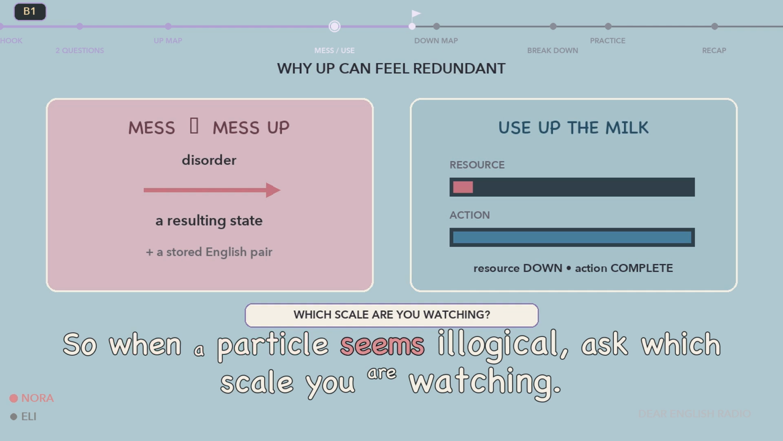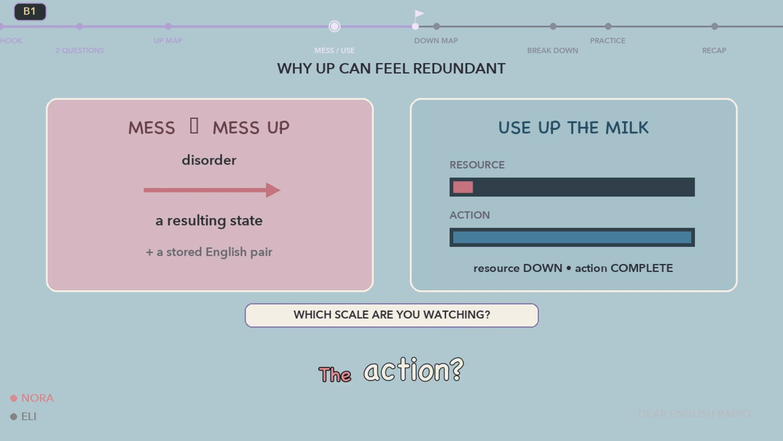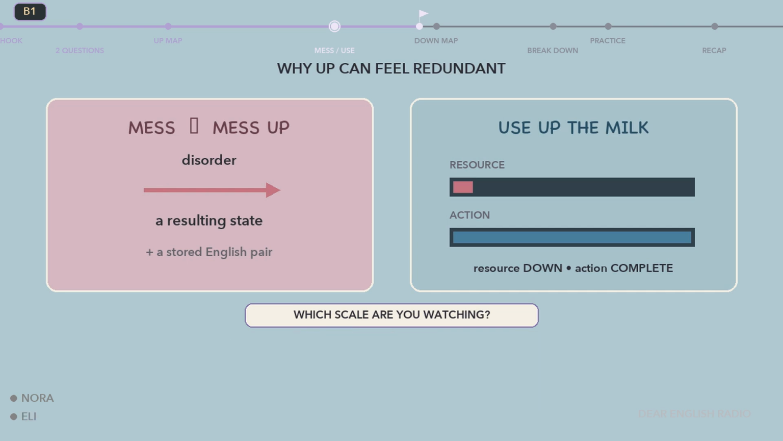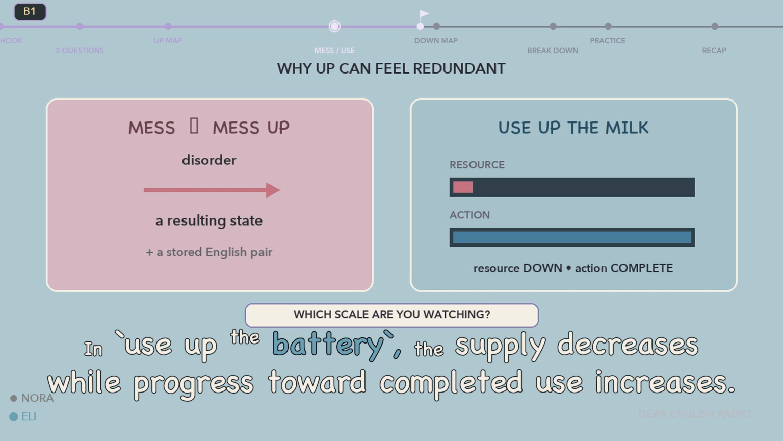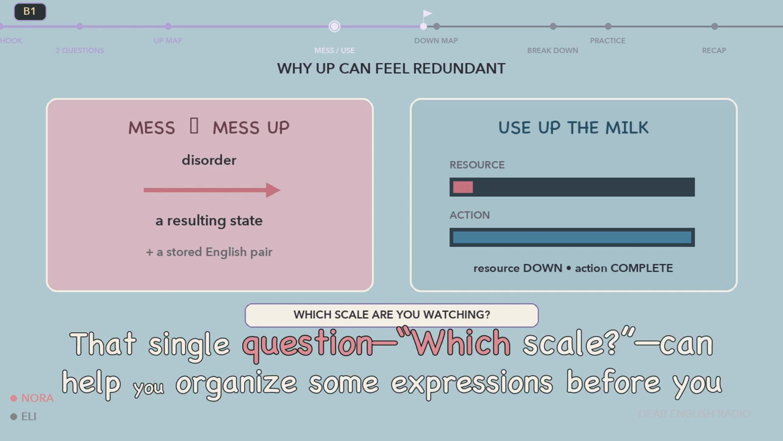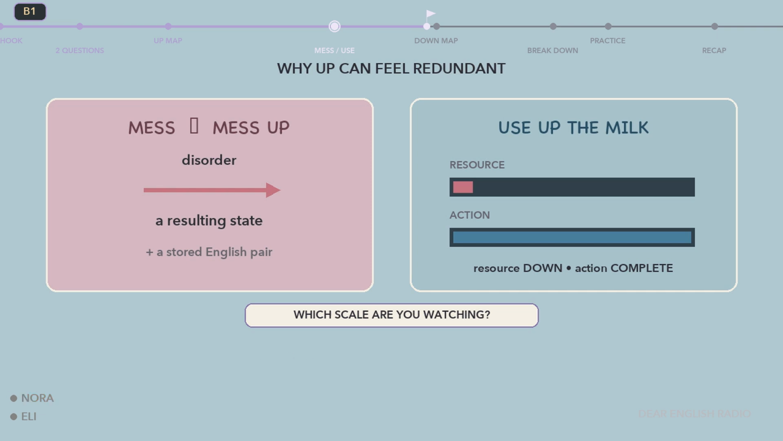So when a particle seems illogical, ask which scale you are watching. The resource, the action, the sound level, the activity level. So reject the rule up always increases the object. In use up the battery, the supply decreases while progress toward completed use increases. That single question, which scale, can help you organize some expressions before you verify and learn the whole phrase.